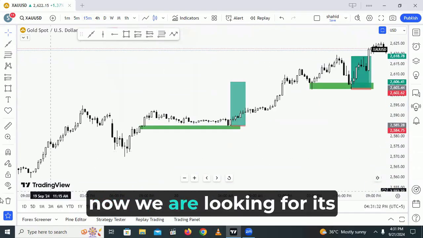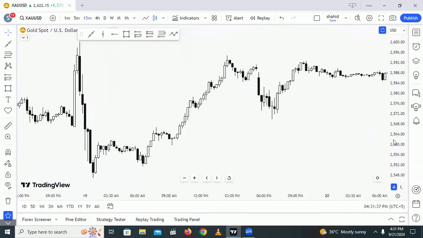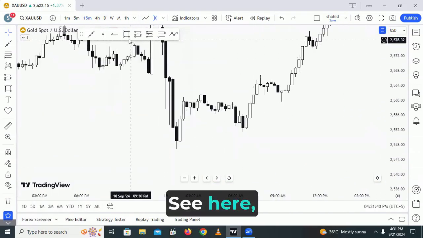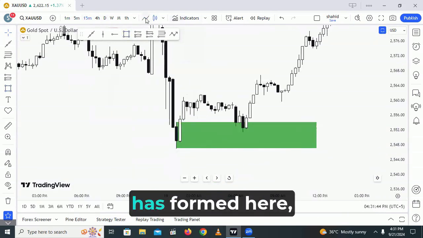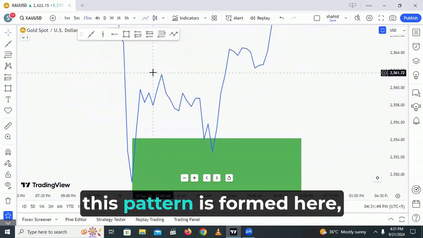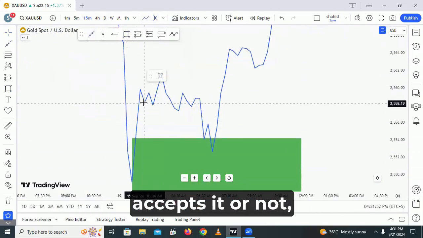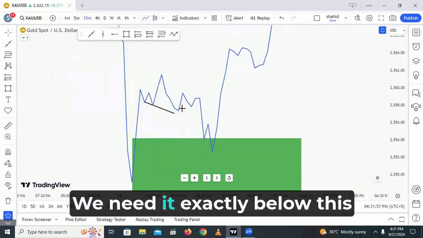All right, now we are looking for its example and sample now. See here, an engulfing pattern has formed. All right, this engulfing pattern has formed here. So we need to confirm the trend line. First, if you see this pattern is formed here, let's see if the market accepts it or not. But the market has accepted it here. We need it exactly below this dip.